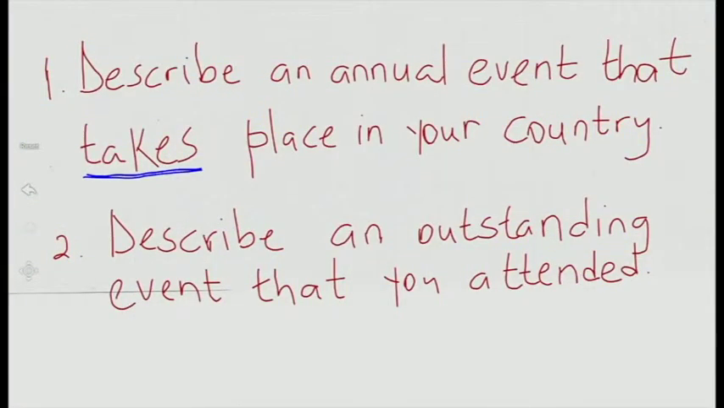So you'll be describing things that happen, or rather what happens in that event, which means that every year, not necessarily an event that you attended that is in the past. So an event that takes place in your country. It could be something like the Umhlanga ceremony. Then there you will mention what happens in that ceremony, which is Umhlanga in this case. But then when you go to question 2, it says describe an outstanding event that you attended.